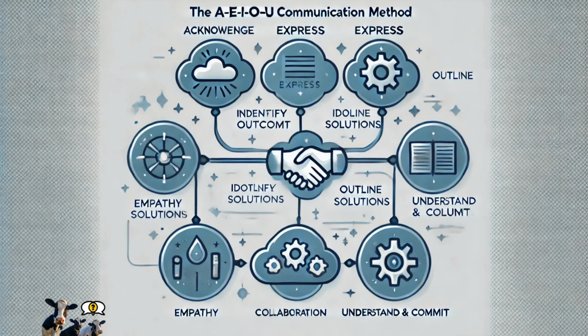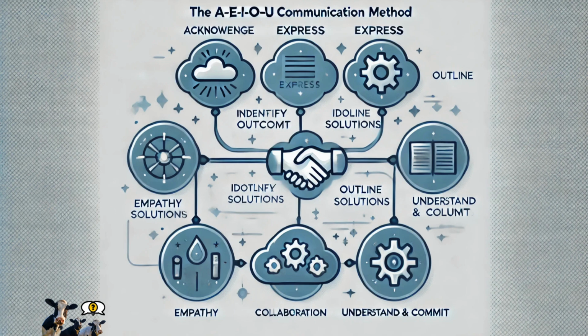First up, acknowledge. What's that all about? Acknowledging is more than just saying, yep, there's a problem. It's about really listening, trying to see things from the other person's point of view. You're not blaming them. Right. It's about framing the issue in a neutral way.